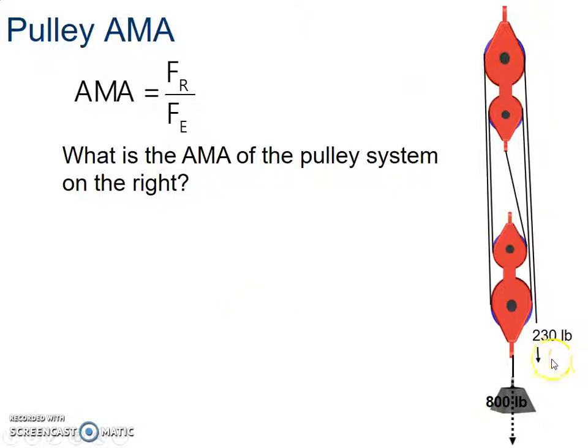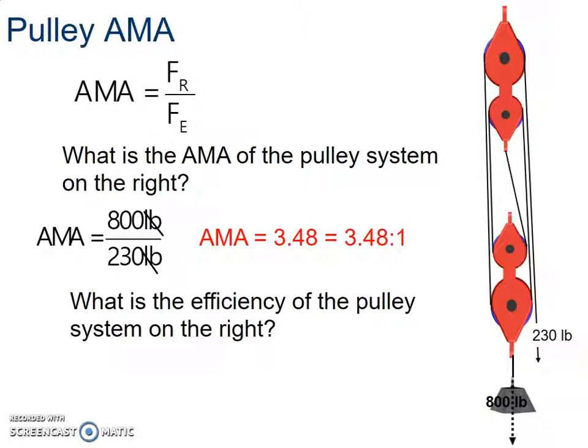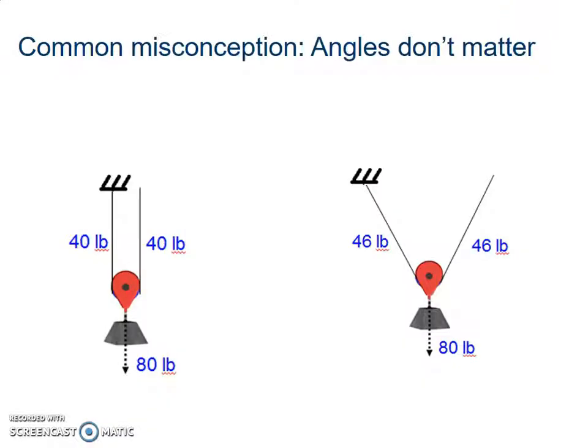The AMA, again, you just look at how many pounds you're pulling down compared to the weight that it resists. So you just take your 800, divide by your 230, which gives you 3.48. What is then the efficiency? So rewind the video and look at the efficiency of this system. Efficiency is AMA, which we already calculated as 3.48, divided by IMA, which we already calculated as 4, times 100, 87% efficient.